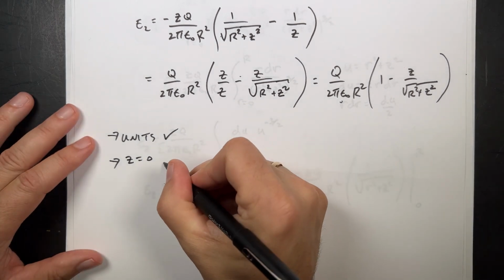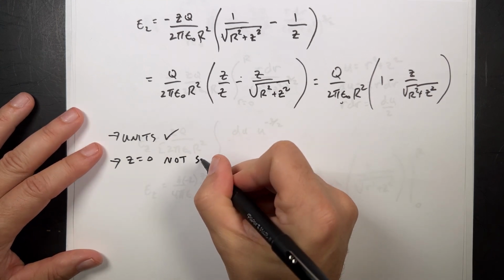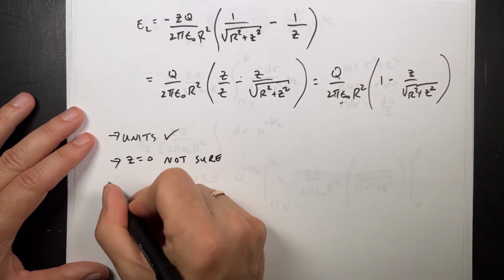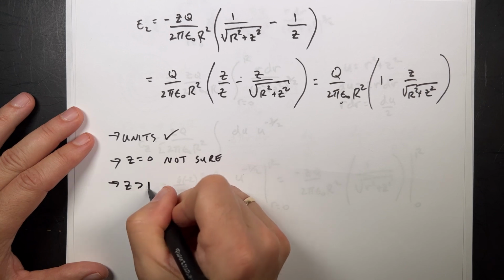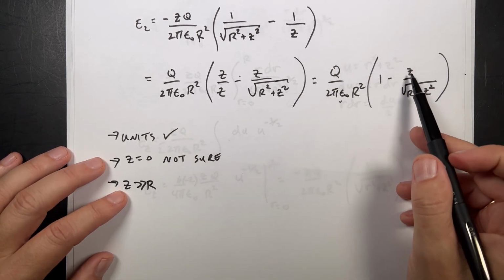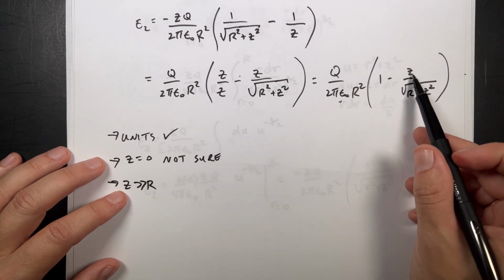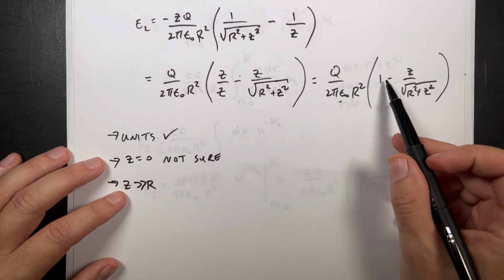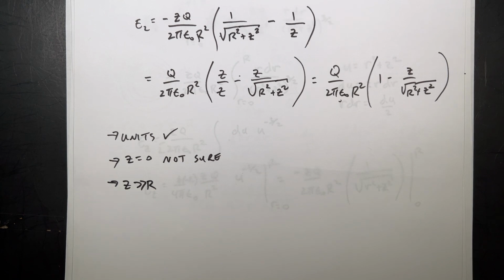Okay, let's just put not sure. It's okay to not be sure. Z much greater than r. It should look like a point charge, right? So if z is much greater than r, then this is just going to be z over z. And so I get 1 minus 1.